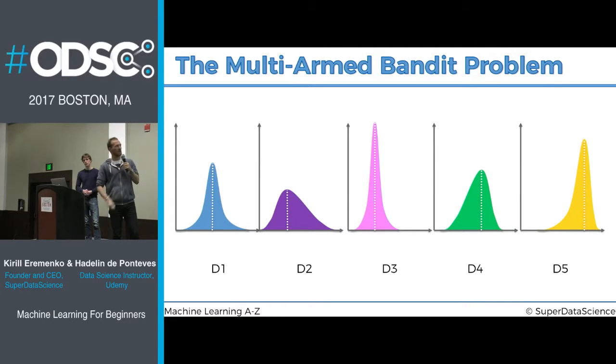And so let's say these are the underlying distributions. This is like a crystal ball. You see the distributions. In reality, of course, you don't know them. So from this, which one do you think is the best one that you should go and play?